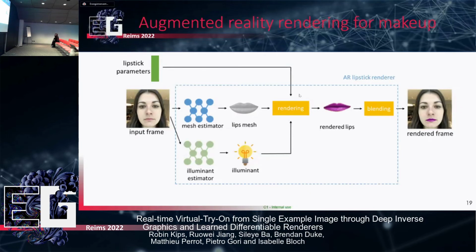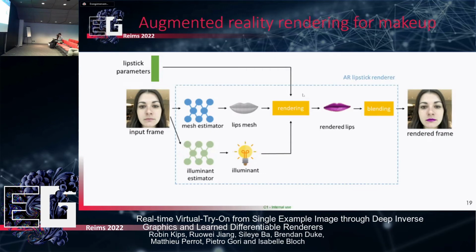So a classical pipeline for augmented reality makeup is the following. For example, this one is for makeup. We have the lipstick parameters and we have an input frame, the person who wants to try the lipstick. And we have a mesh estimator that will estimate the mesh of the face and extract the lips from the face mesh. We also have a system that estimates the illuminant of the scene. Then the lipstick parameters are sent to the renderer together with the illuminant of the scene. The lips with the correct lipstick are rendered, and the lips are blended back to the original image.